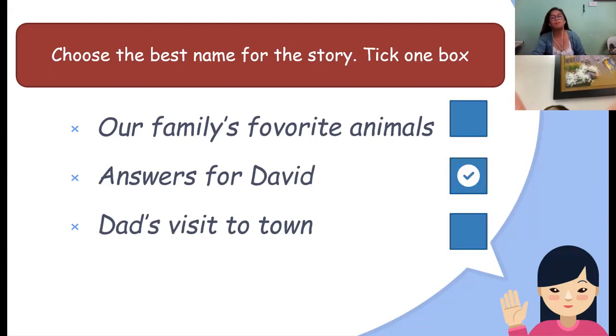Okay, very good. The best title for the story that we read is the answers for David. Because David keeps on asking a lot of questions, and some of those questions are difficult to answer. That is why the best name for the story is answers for David. Because David, again, keeps on asking and asking questions. And Daisy gets mad and angry because sometimes Daisy cannot answer David's questions. It's quite hard. So very good, Uyen, for this.